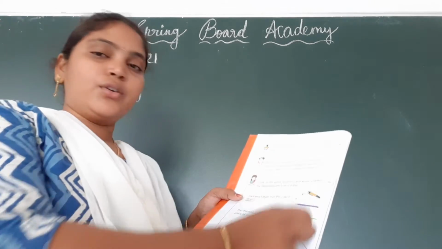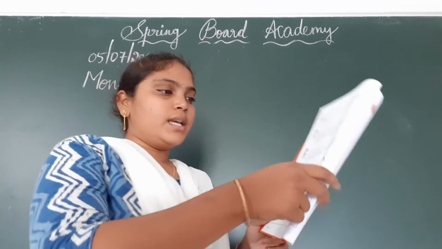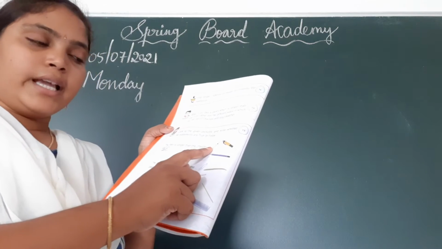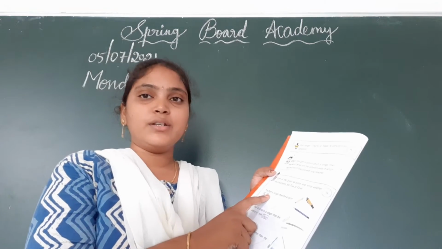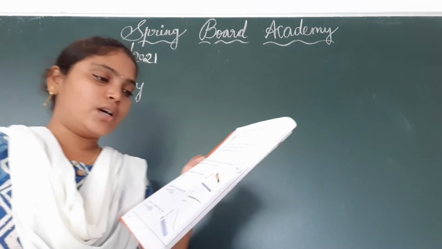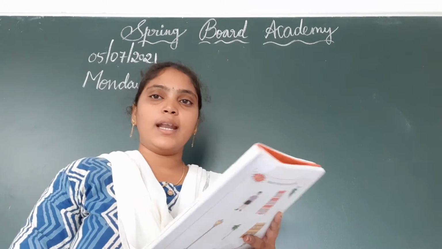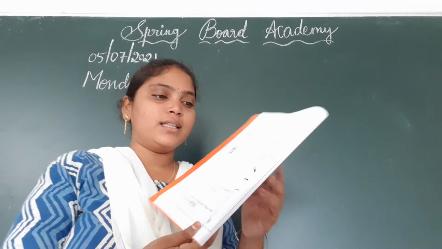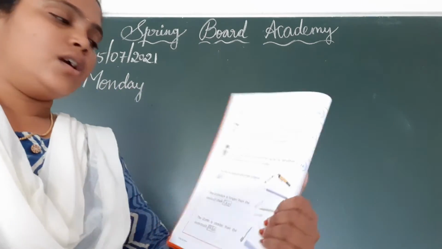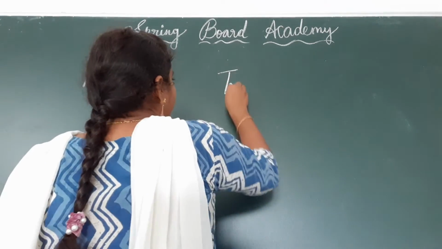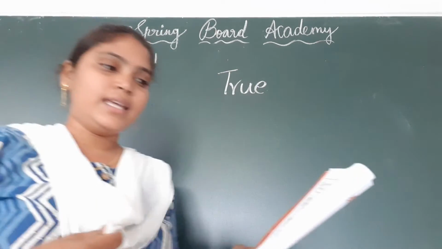Here you have to observe the pictures and write whether the sentence is true or false. First one. In the first picture you are given three objects: crayon, pen and pencil. I am reading the statement, children, you have to listen. Is this true or false? The pen is longer than the crayon. Here you have to check, children. Is this pen longer than the crayon? Yes. So the first sentence is true. So write TRUE. True. The pen is longer than the crayon.